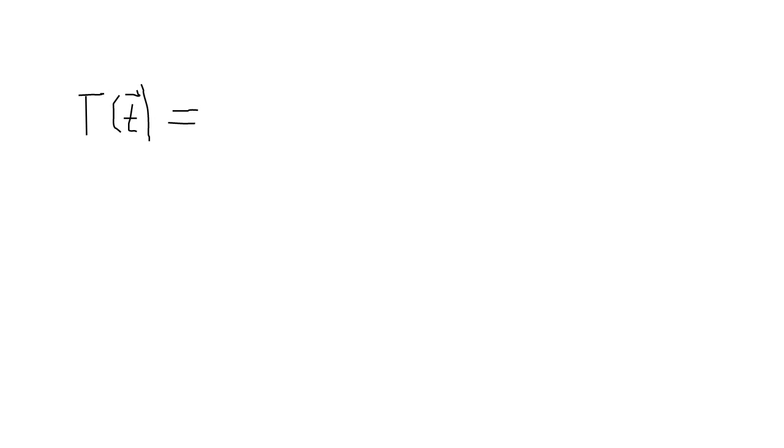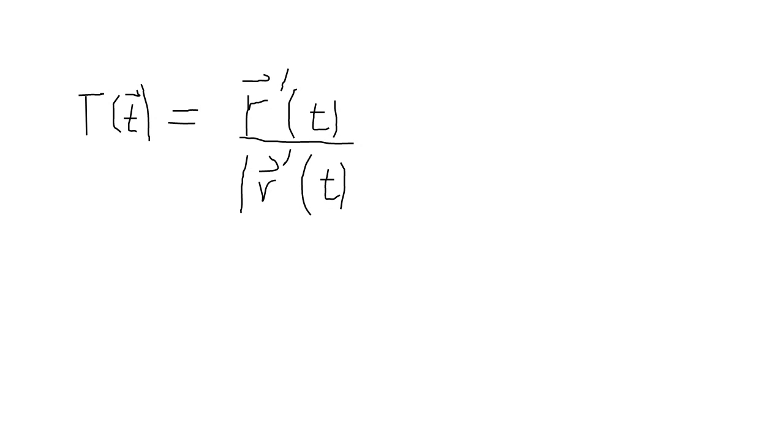Here's the tangent vector. It's defined as r prime of t divided by the magnitude, or the length, of that derivative vector. And what I'm saying now is, suppose I want to know the length of my tangent vector. Well, that would be the length of r prime of t divided by the length of r prime of t.